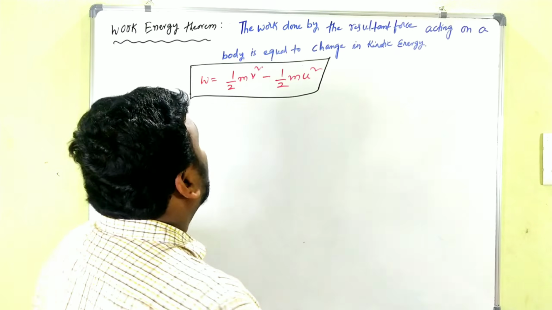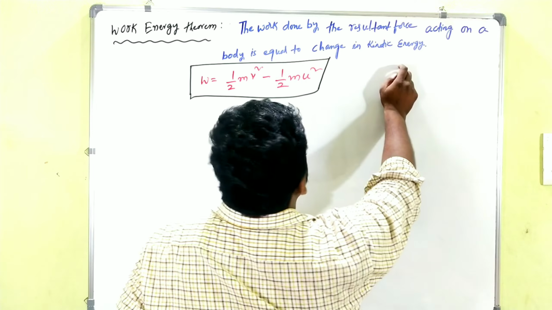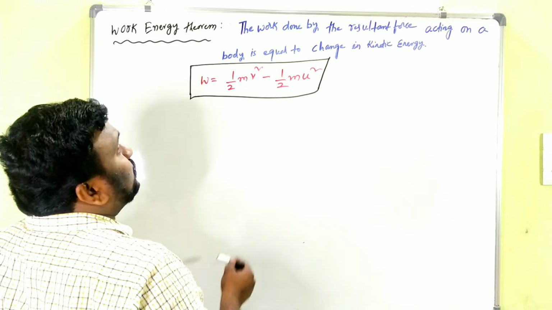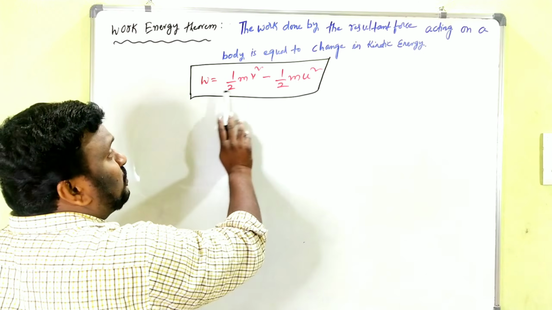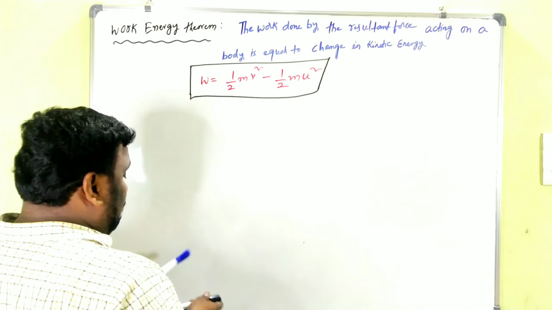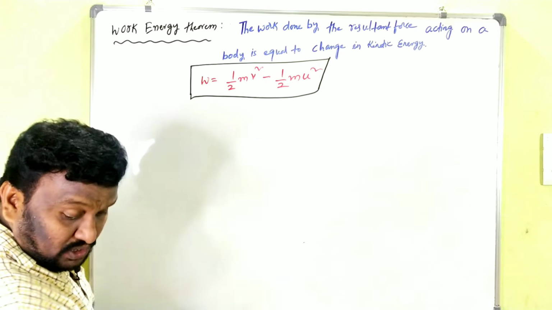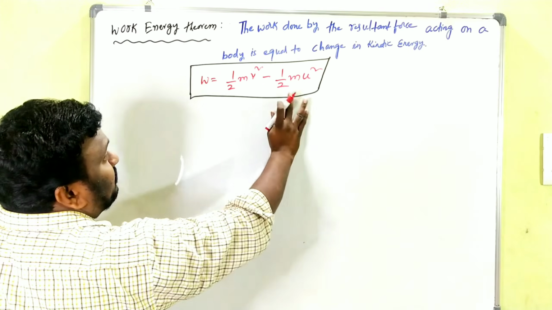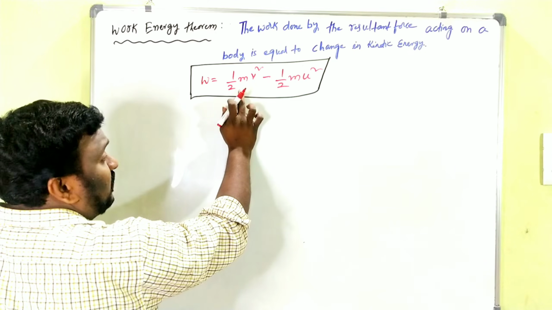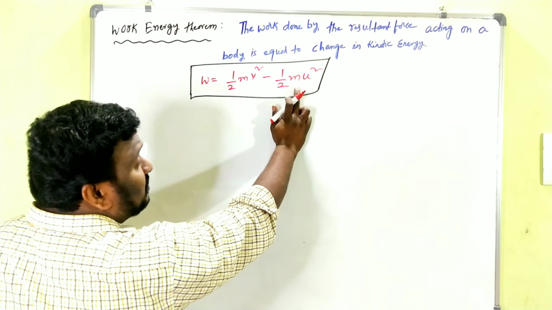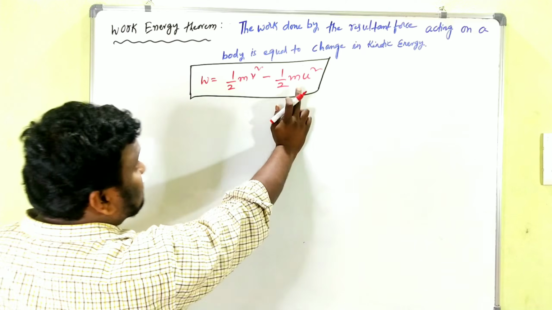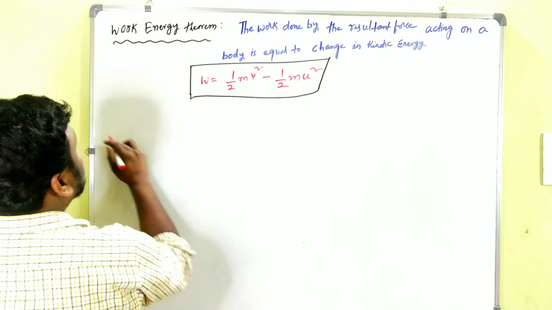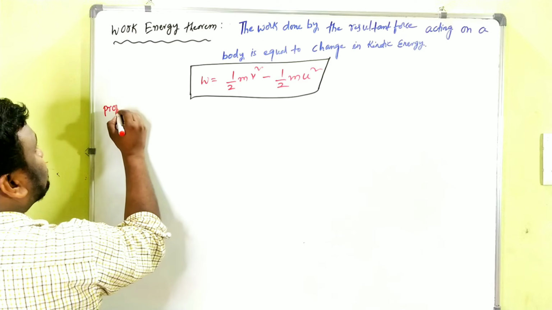Let us see here. The work done by the resulting force acting on a body is equal to the change in kinetic energy. So it is written as W equals half mv square minus half mu square. Now we have to prove that W equals half mv square minus half mu square. Here half mv square is what we call final kinetic energy, and half mu square is what we call initial kinetic energy. Then simply this is the change in kinetic energy. So now we want to prove it.